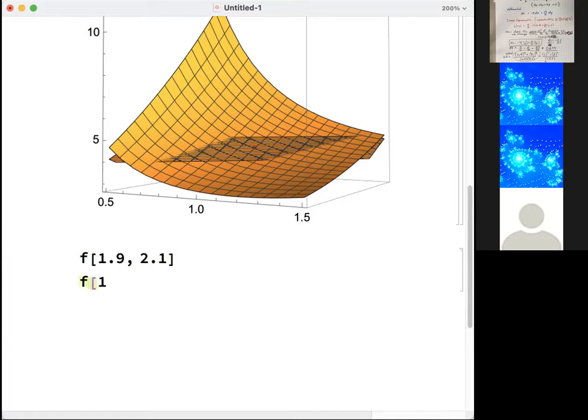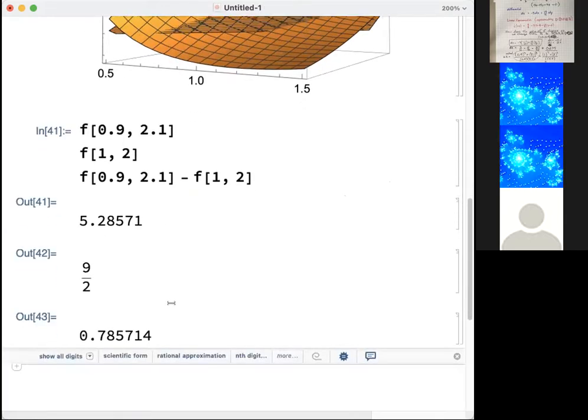0.9, 2.1, 1 comma 2, and then I could subtract those two. F of 0.9 comma 2.1 minus F of 1 comma 2. I just want to show you that F of 1, 2 is 9 halves. So here's some interesting things about Mathematica. The value at 0.9 and 2.1 actually turns out to be 5.28. The value at 1, 2 we knew was 9 halves. So what's the difference? What's the true difference?